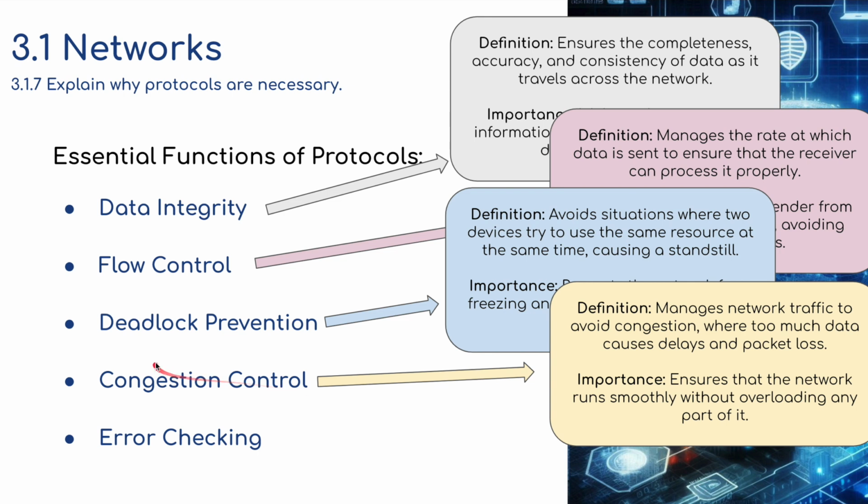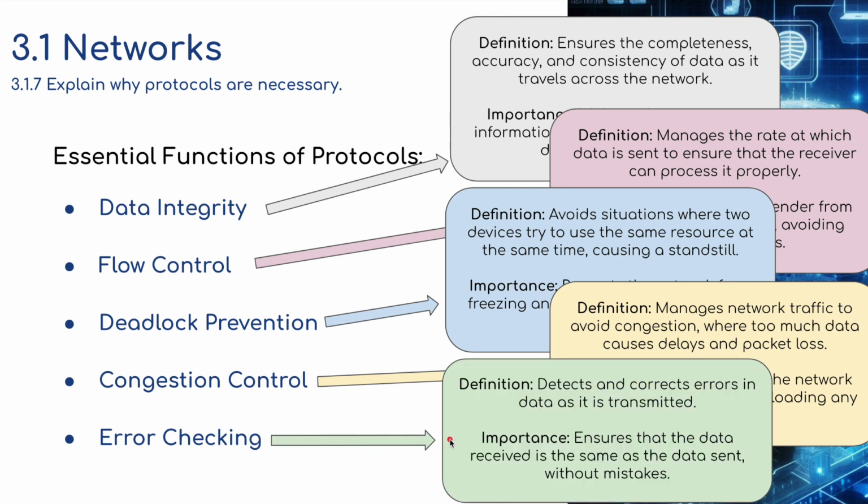We've got congestion control, which is sort of a similar thing. It manages network traffic to avoid congestion, where too much data causes delays and packet loss. Again, the importance of this is that it ensures that the network runs smoothly without overloading any part of it. And then finally, we mentioned this briefly in video 6, error checking. It detects and corrects errors in data as it is transmitted. It ensures that the data received is the same as the data that has been sent, without any mistakes or anomalies.